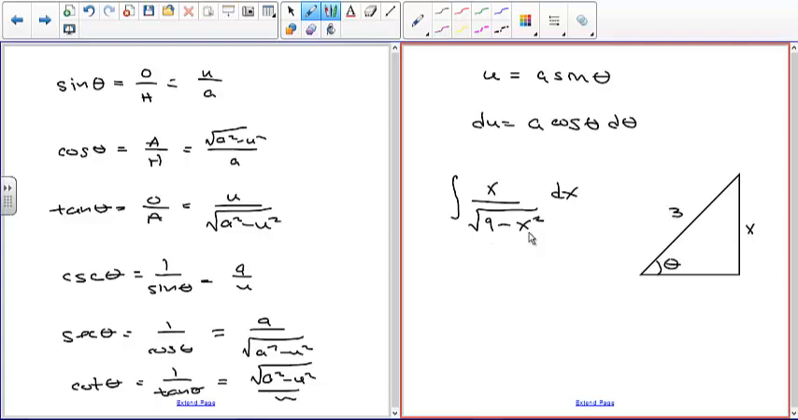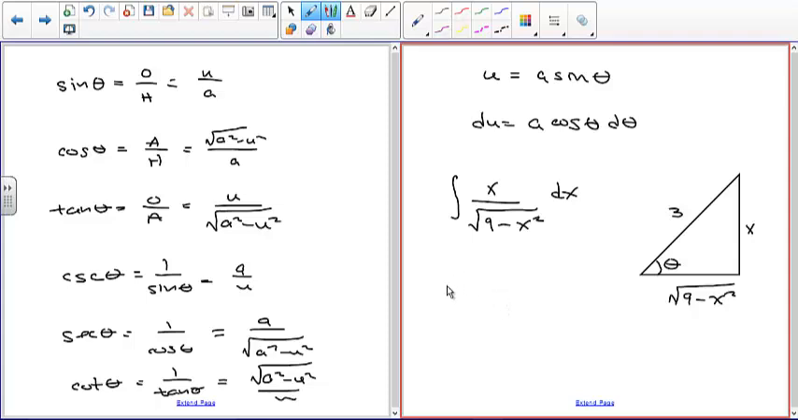Because it's a squared minus u squared. The hypotenuse is a, and the opposite is u. U is x, so that means we've already done it. The adjacent side is the square root of 9 minus x squared. So that's my specific triangle for this specific problem.